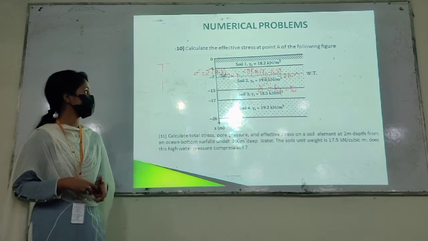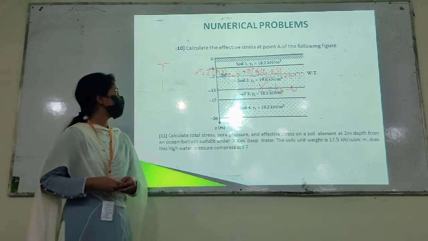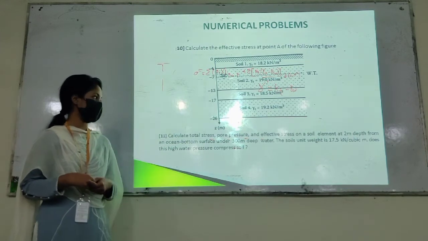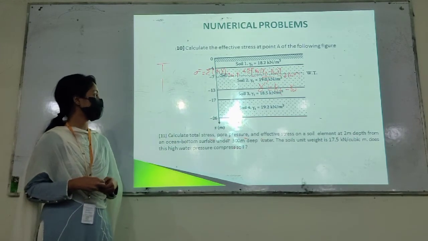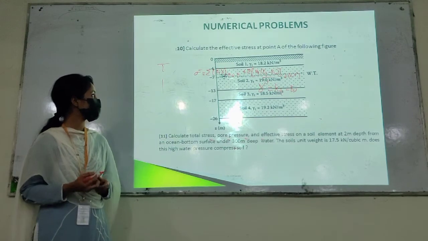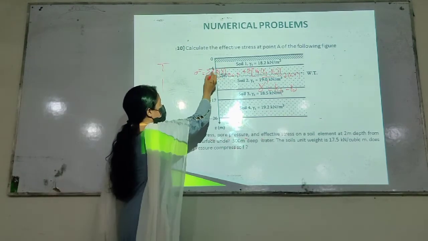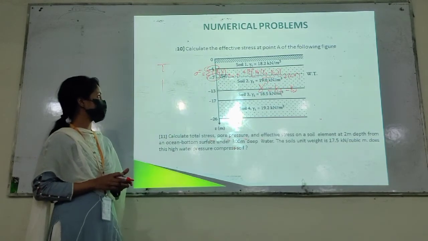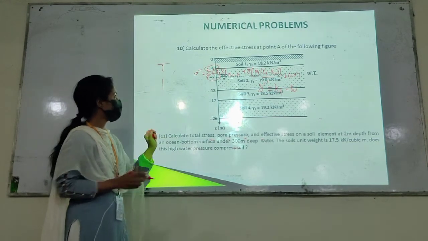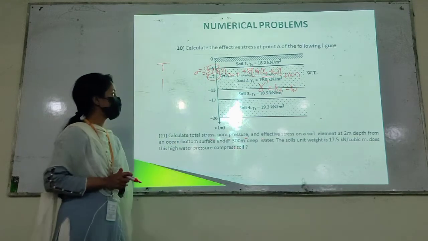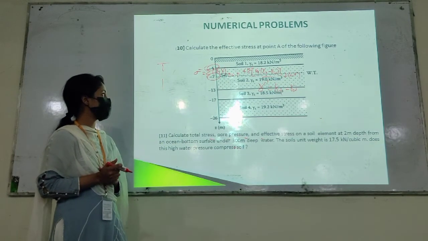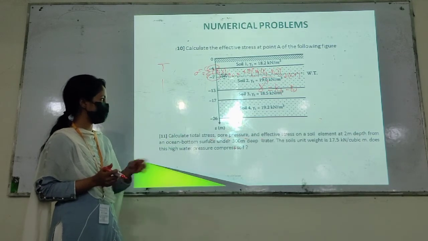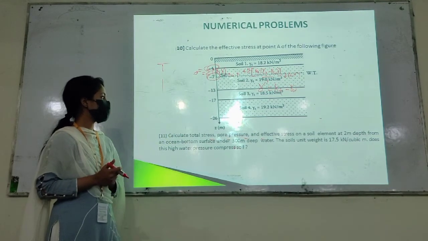Here we can see four types of soil. For total stress, pore water pressure, and effective stress, we have to find the height. We have to subtract from this to this. For soil type 1, the height will be 4, for soil 2 the height will be 9, for soil 3 the height will be again 4, and for soil 4 the height will be 9.